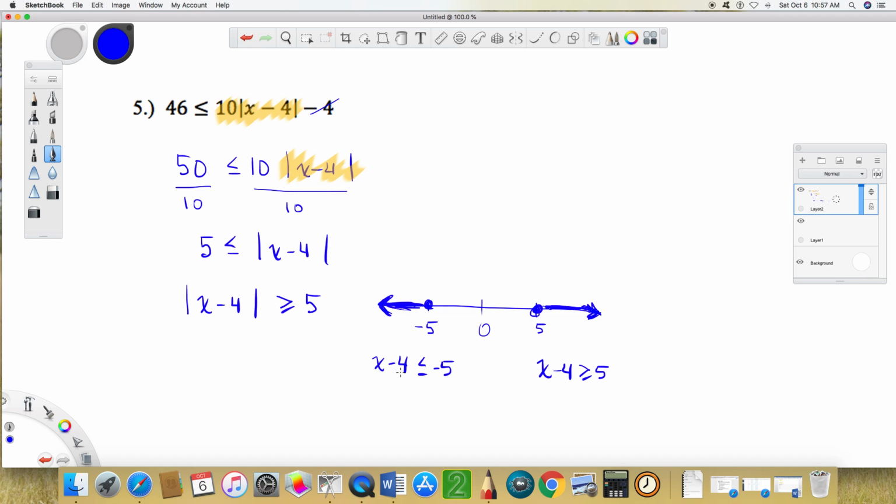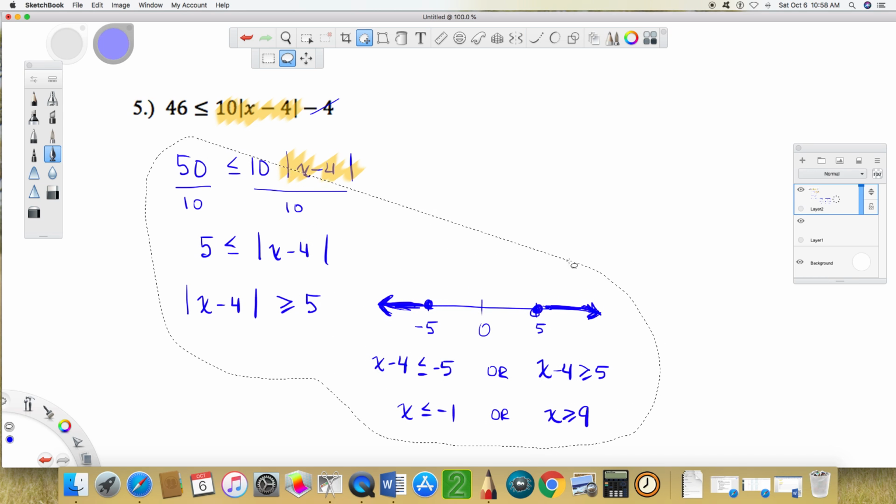All right, so let's solve for x. Let's add positive 4 to each side. We have x is less than or equal to negative 1. I lost my or statement. Let's add 4 to each side, or x is greater than or equal to 9. See, my first sketch was not a sketch of my solution set. It was just a sketch to help me with the expression that's inside the absolute value. Now, I have two inequalities that describe my solution set.